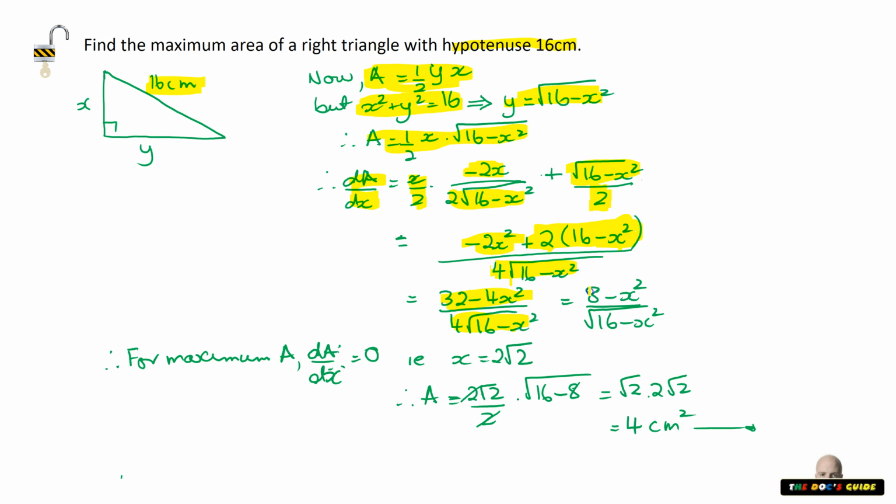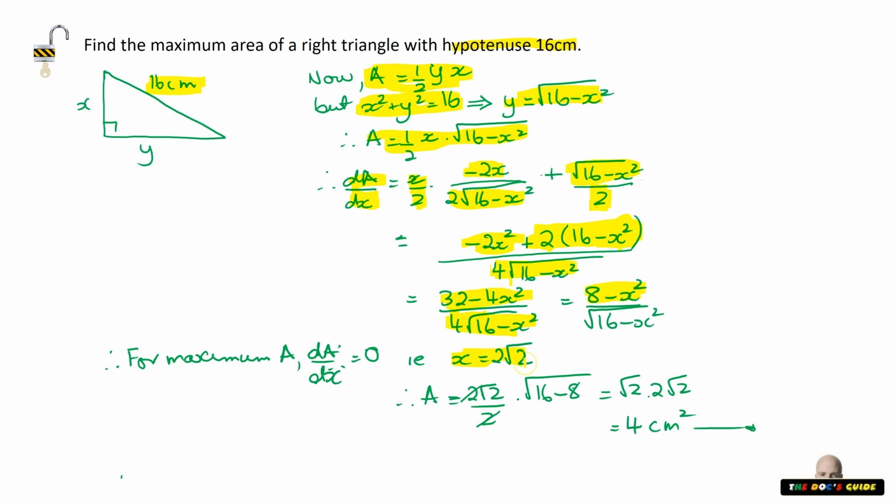We simplify that then to 8 minus x squared over our denominator. So the 8 minus x squared is what we need to equal 0 for a turning point. So that happens when x equals 2 root 2. So when x equals 2 root 2, then what we have to do is to go back and have a look at what the question actually asked for, which was the area of the triangle.